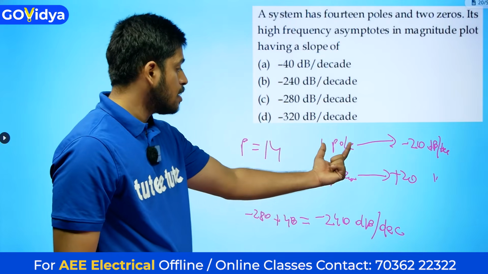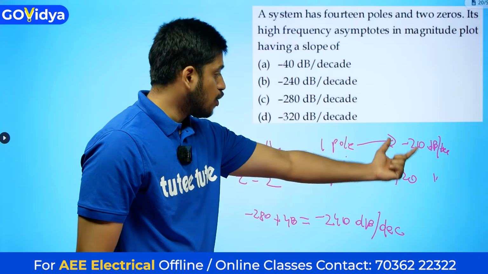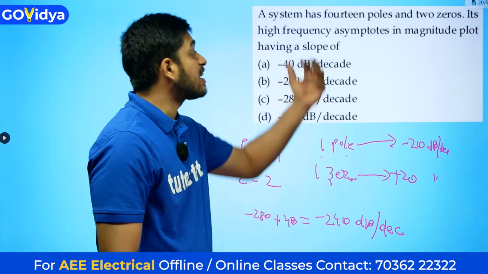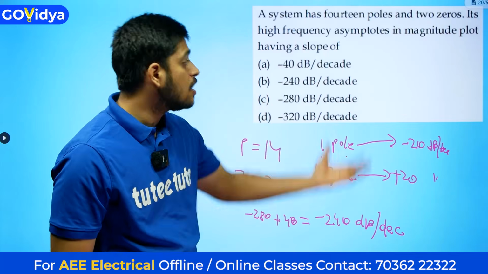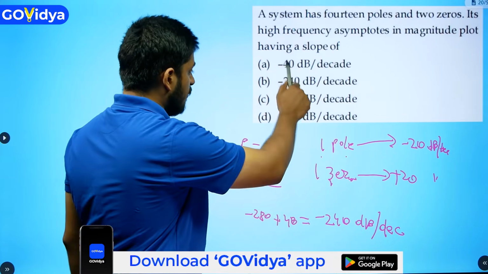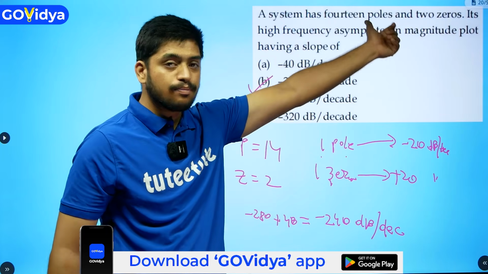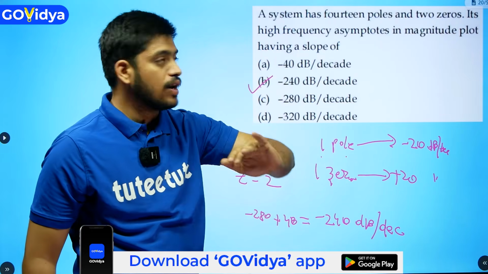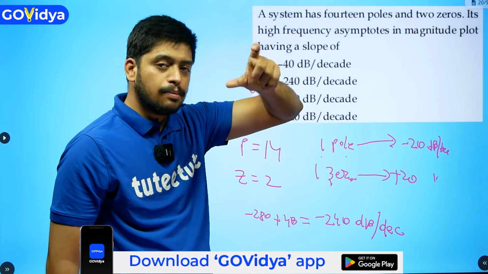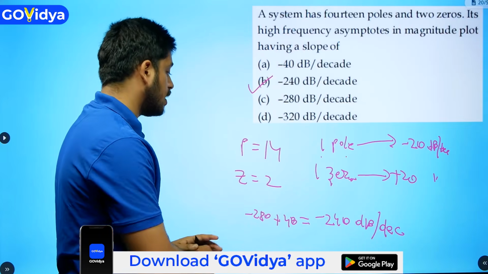Very easy question. Just the logic is how many poles and how many zeros are given. For one pole, how much is my slope change? For n number of poles, how much is my slope change? For the whole plot, what will be my final slope? So for my final slope, the option would be minus 240 because 14 poles are there. So obviously negative only. 2 zeros, just a scale up of 40 dB per decade, plus 40 only. So 280 minus 40, we are going to get 240, minus 240.